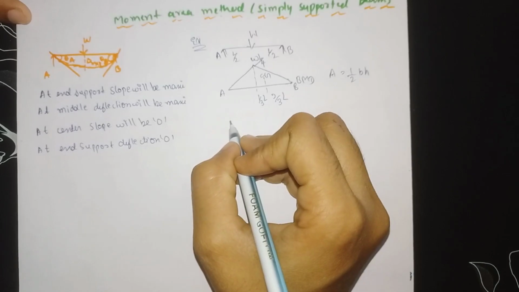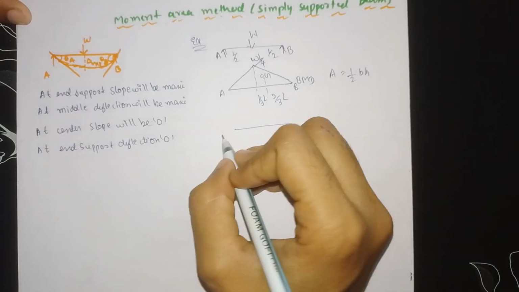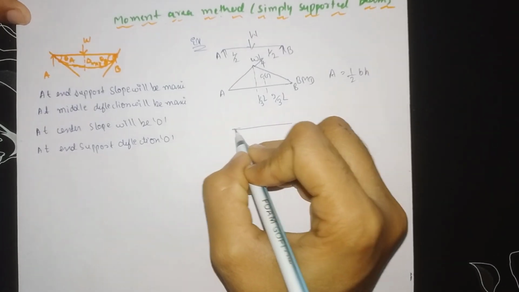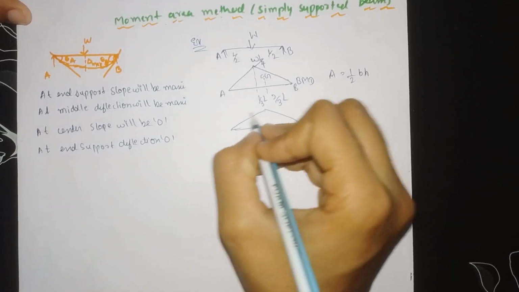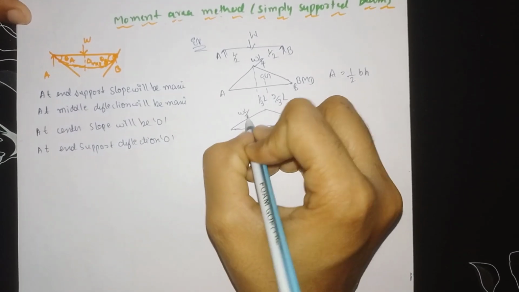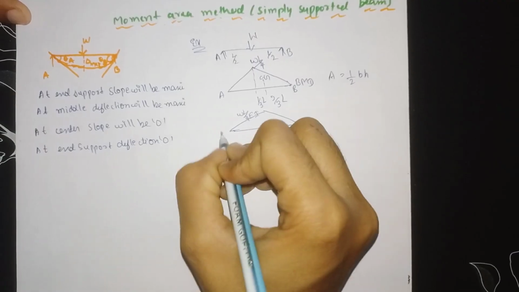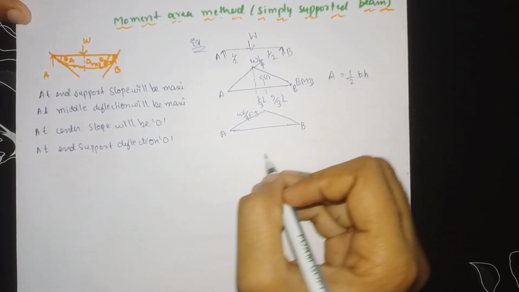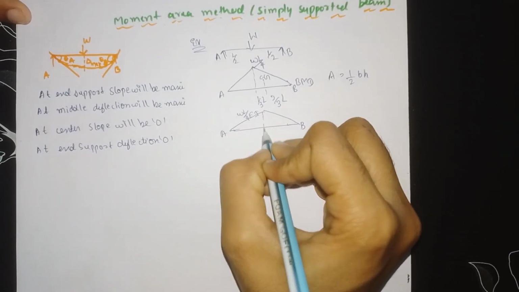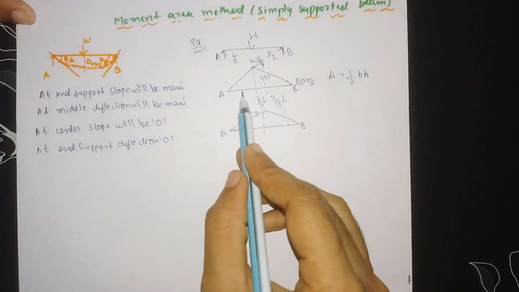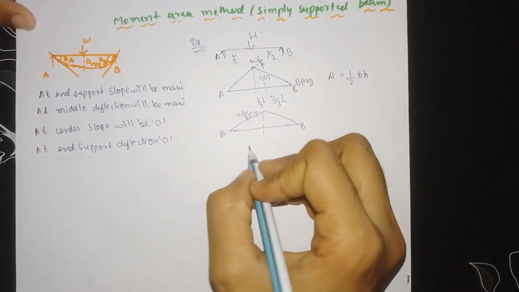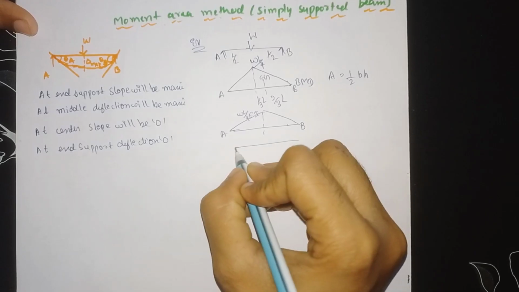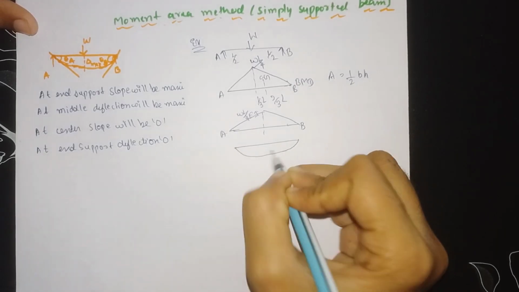This is the BMD diagram. Now the M divided by EI diagram will be like this, WL divided by 4EI, point A, this is point B. The load is acting at the center, so the distance will be L by 2 here and L by 2 here. To find the slope, the elastic curve will be like this.